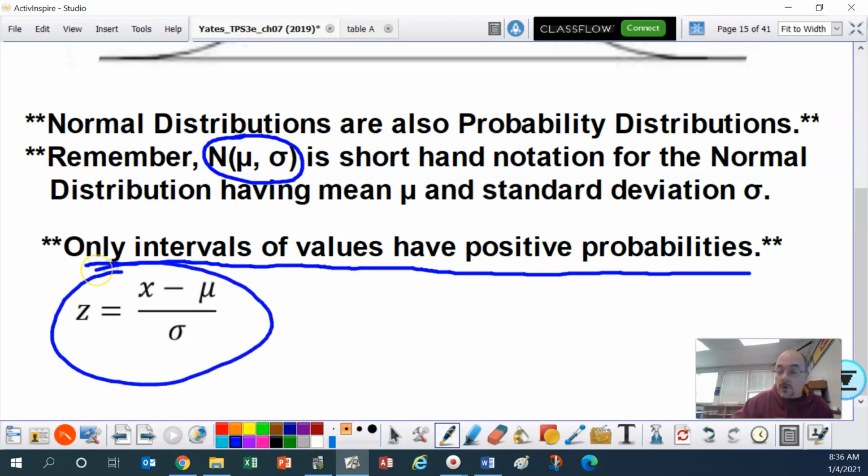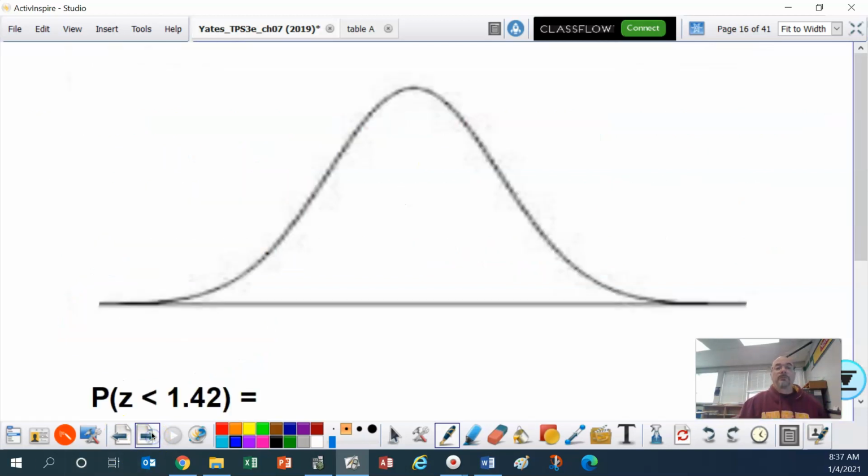Remember the z-score. Z equals x minus the mean divided by the standard deviation. We're going to be using this a lot in the second half of the book, and it's going to evolve depending upon the situation. We're going to be using the z-score left and right. You need to know it like you know the back of your hand, folks. You need to know it really well. All right, here we go.